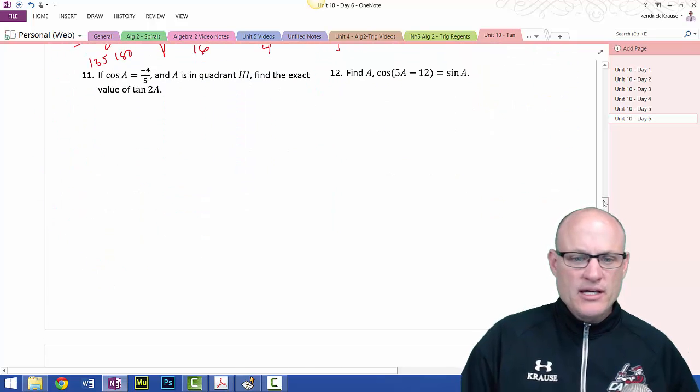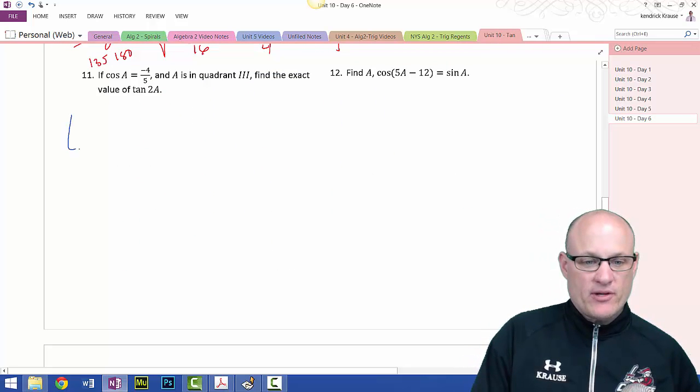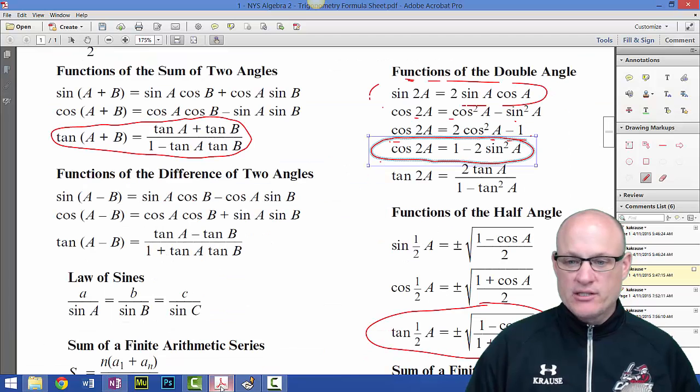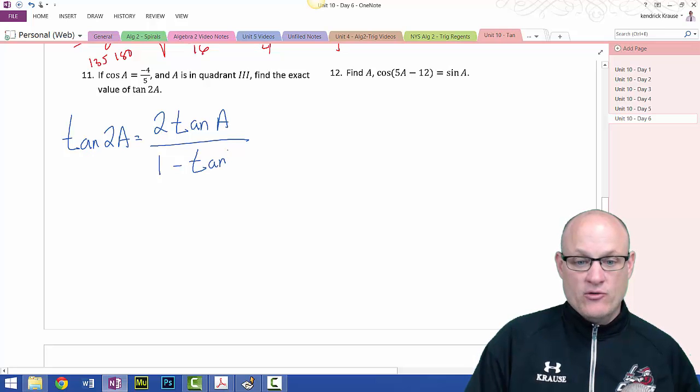That's it. Find the exact value of the tangent of 2A. Another one of those formulas I just have not bothered to memorize. Tangent of 2A. Why? Because it's on the formula sheet. Tangent of 2A is 2 tan A over 1 minus tan squared A.